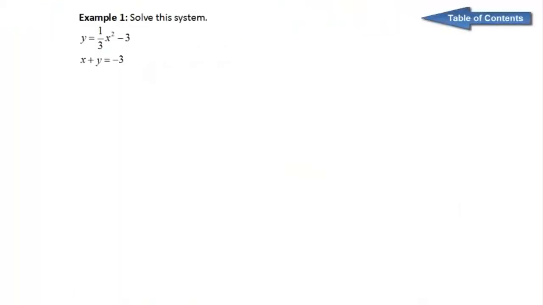Example 1, solve this system. If you take a look at the system we have here, we have a linear quadratic system. The equation on the bottom is a linear equation, and the equation up top here is a quadratic. How we can tell that is, of course, it's raised to the power of 2.